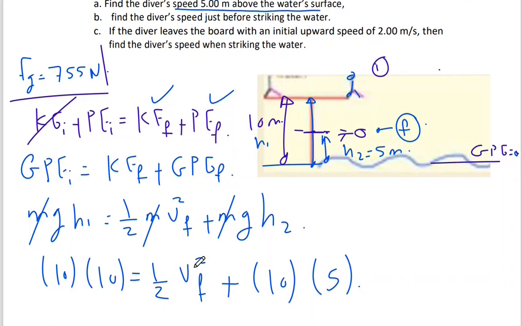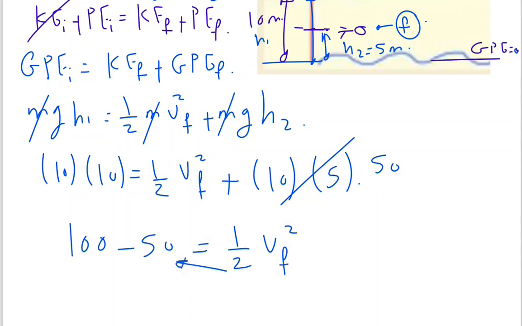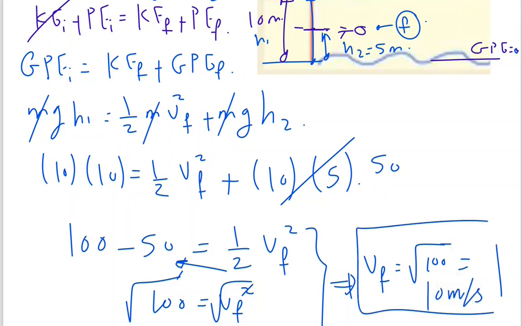So 10 times 10 is 100. 100, this is 15. Take it to the other side, it will be minus 15 equals half V final squared, and then do cross multiplication. So 50 times 2, 100 equals V final squared. Take the square root of both sides. So we will have V final equals square root of 100 equals 10 meters per second.